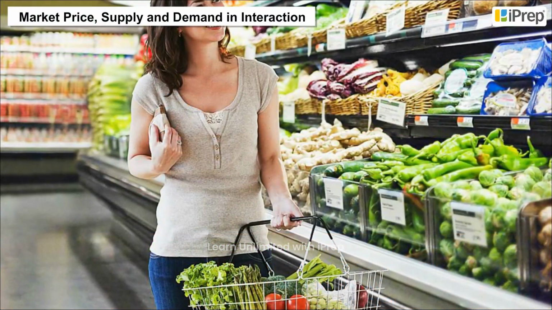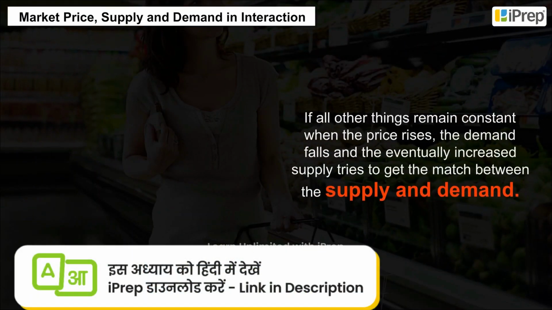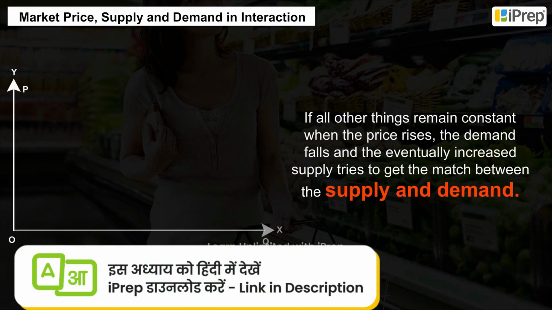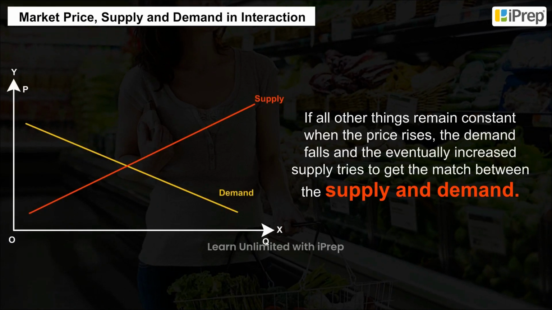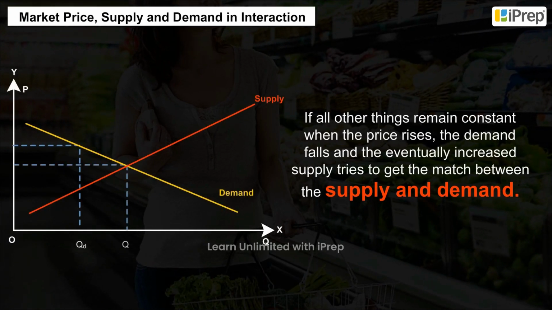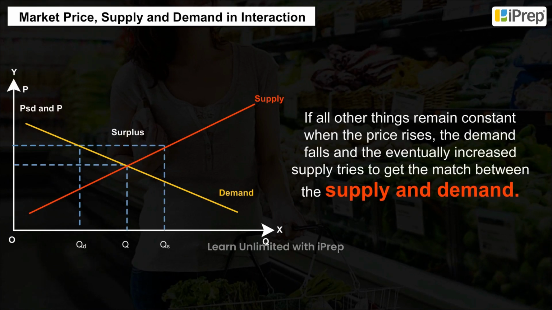Market price, supply, and demand in interaction. If all other things remain constant, when the price rises, the demand falls and the eventually increased supply tries to get the match between the supply and demand.